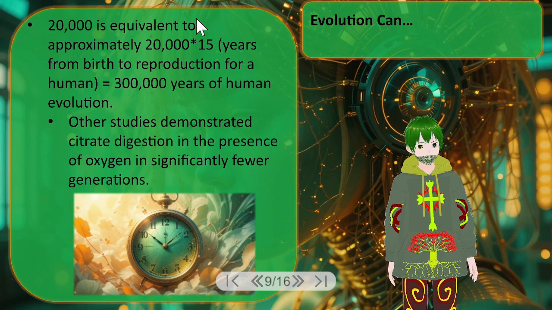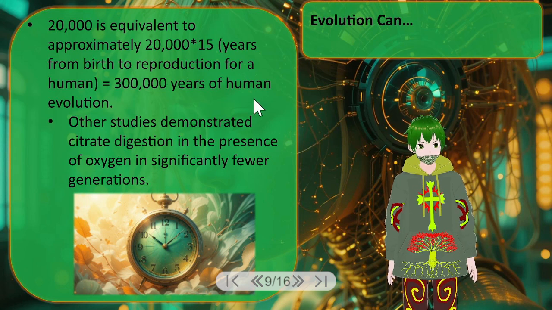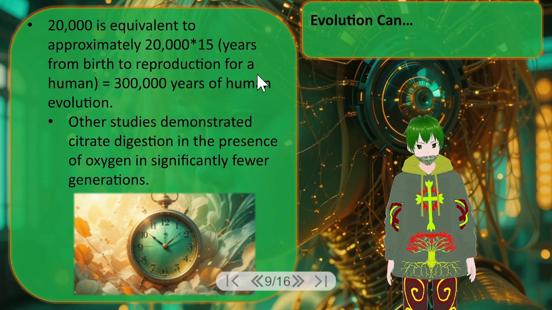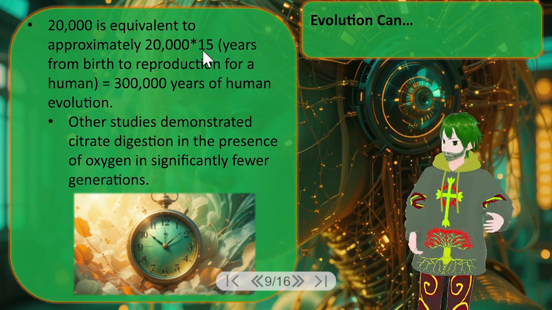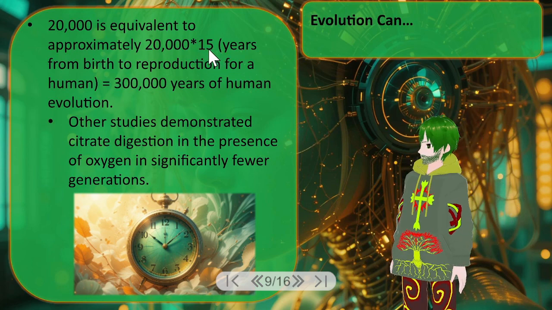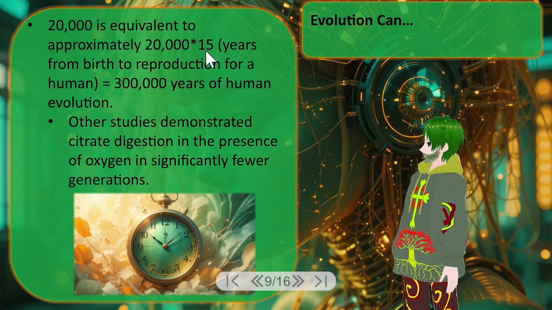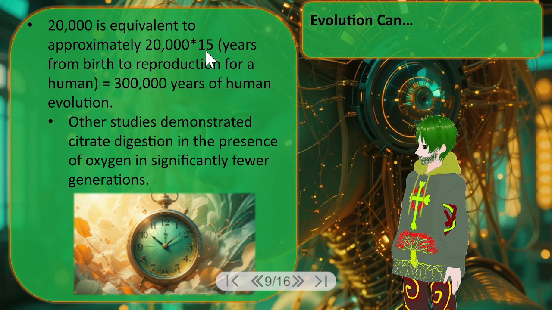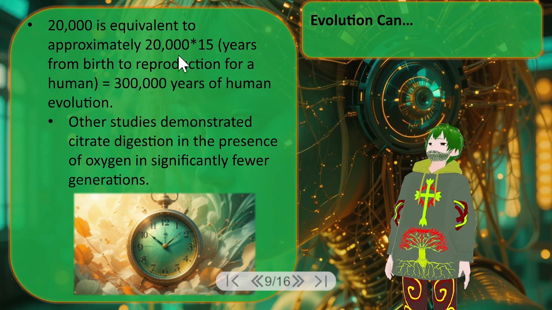So, now 20,000 generations is equivalent to roughly 300,000 years of human evolution, assuming that the generational cycle for a human is 15 years. And this is give or take, right? Give or take 3 years. Humans probably want to be closer to 17 or 18 in terms of bearing children in a way that's not going to result in complications during pregnancy.